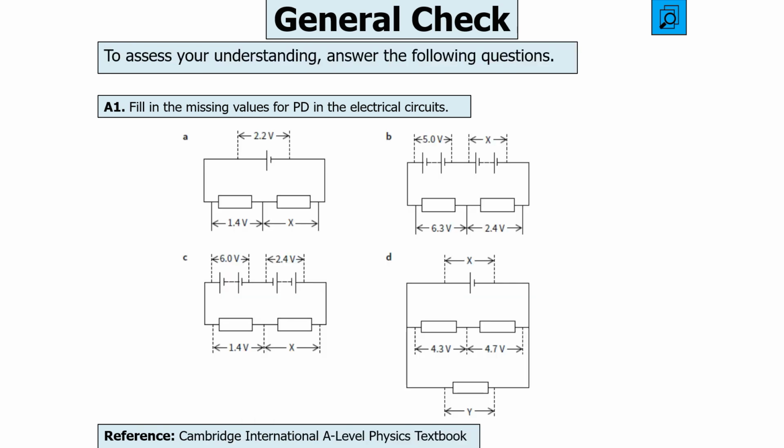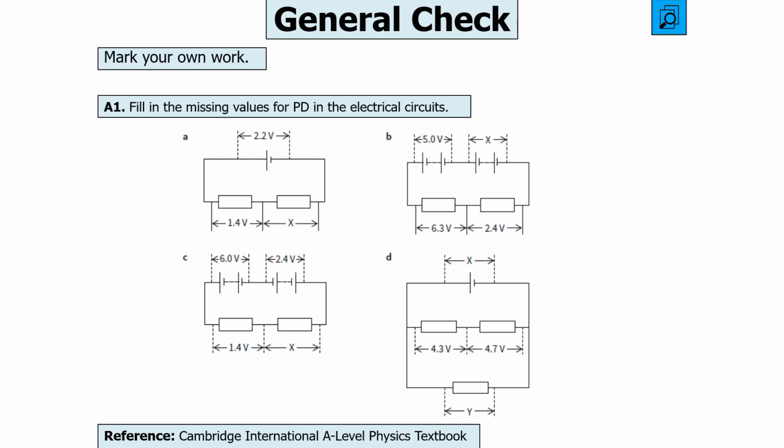The next question again says, fill in the missing values for potential difference in these electrical circuits. So pause the video now, then unpause the video when you want to go through your answer. Right, so again, we know EMF in equals PD out. So in this first one, we know it's 2.2 volts in, so the total must be 2.2 volts out, so that one must be 0.8 volts.